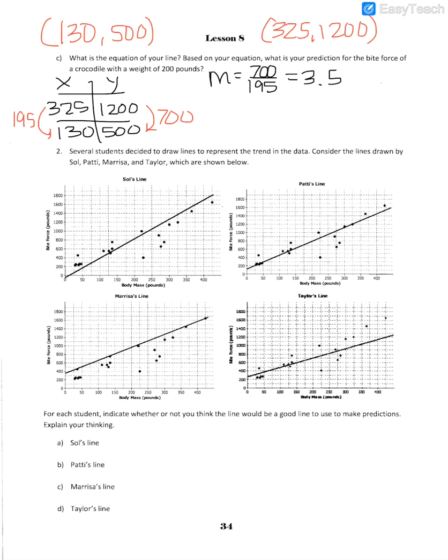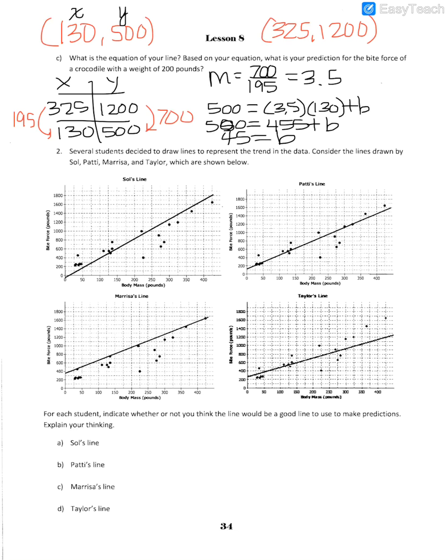So we're going to pick one of our points. I'm going to use this one. So this is my X, this is my Y, and I'm going to do y equals m x, where x is 130, plus b. So 3.5 times 130 gives me 455. 500 equals 455 plus b. Subtract the 455 from the 500, and I get 45.